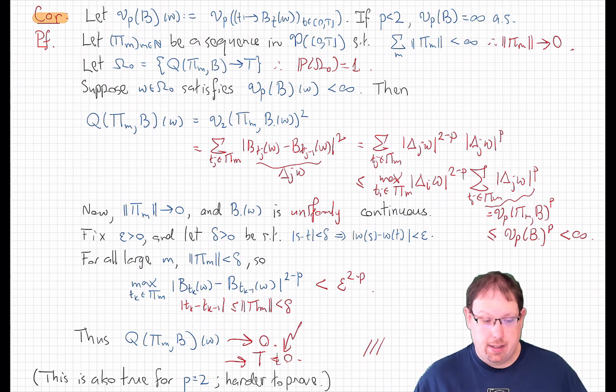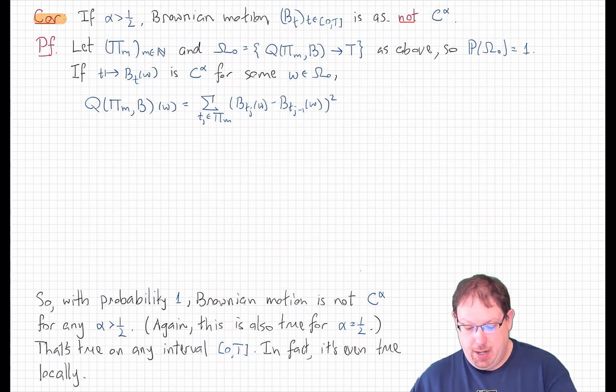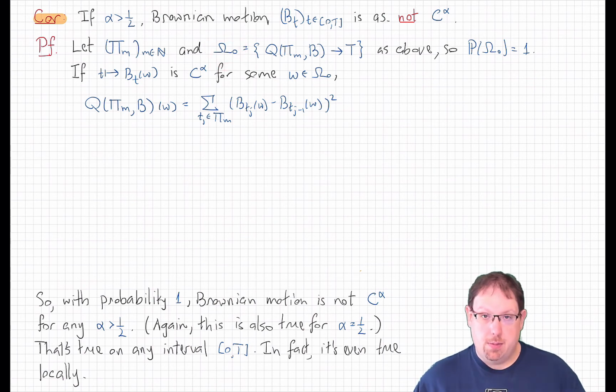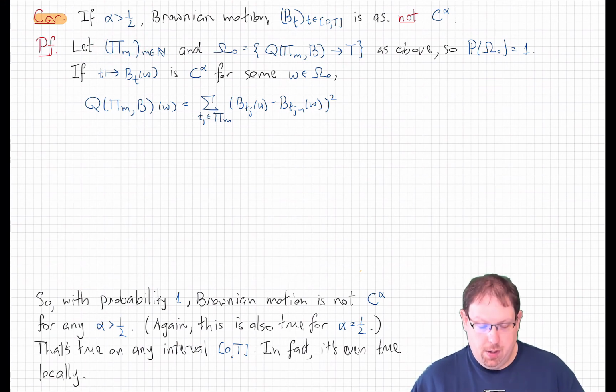Now, what does that have to do with path regularity? Well, there's a nice connection between Hölder continuity and path p-variation. And here's the result. If alpha is bigger than 1/2, then on any compact time interval, the Brownian motion paths are not C alpha with probability 1. To be more precise, if we fix the event omega naught, like we did before, that the quadratic variation of the Brownian path along a sequence of partitions tends to t. For example, we can take any sequence here where the sum of the partition meshes converges as m goes to infinity. Then we know that that is a probability 1 event, and on that event, this path will not be C alpha for any alpha bigger than 1/2. We'll again prove that by contradiction.